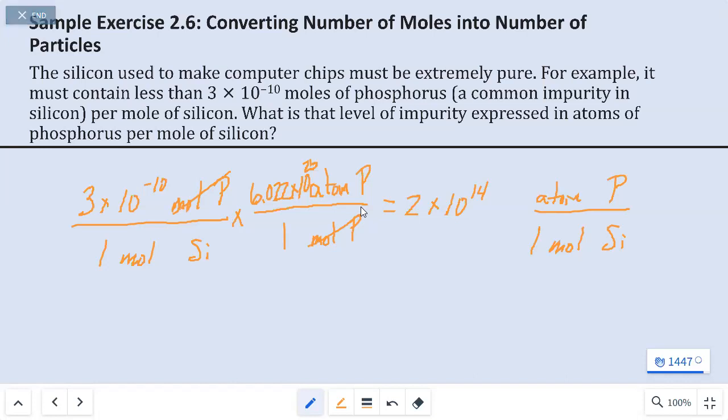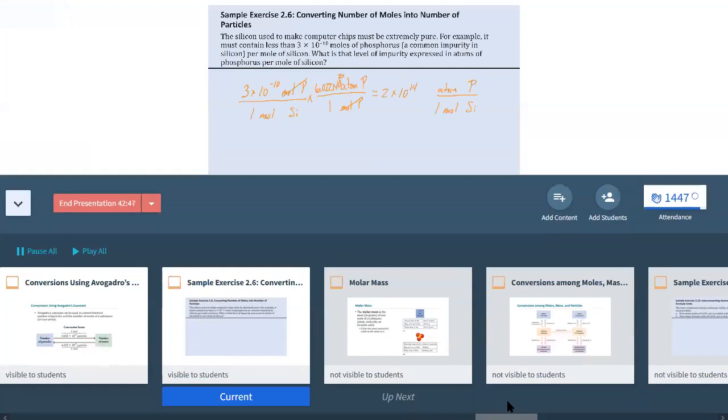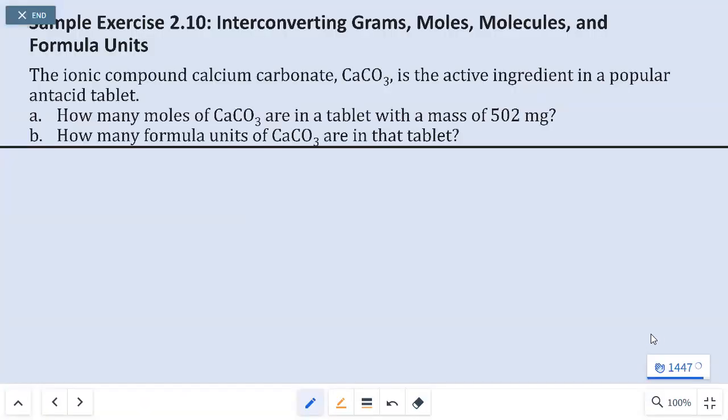All right, any questions with this particular example? All right, let's jump ahead then to another example.